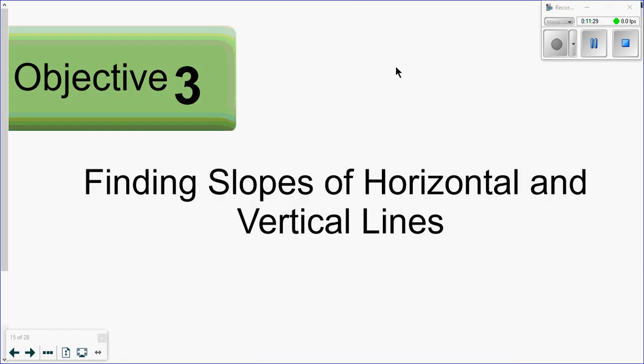All right, so now we're going to talk about horizontal and vertical lines. Remember, horizontal is your x values, vertical is the y values.